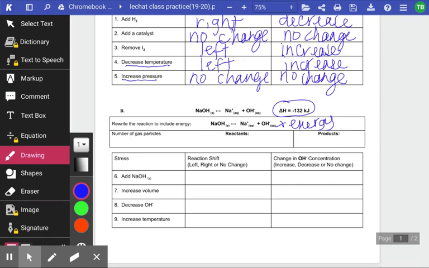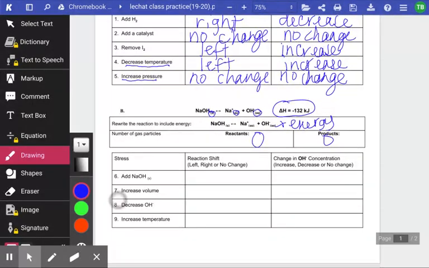The next thing we're going to look at is the number of gas particles. You always start by looking at the state of matter. Our reactant is a solid, so I have 0 gas particles on the reactant side. On our product side, sodium ion and hydroxide ion are both aqueous. So I have no gas particles on the product side either. That would also be 0.